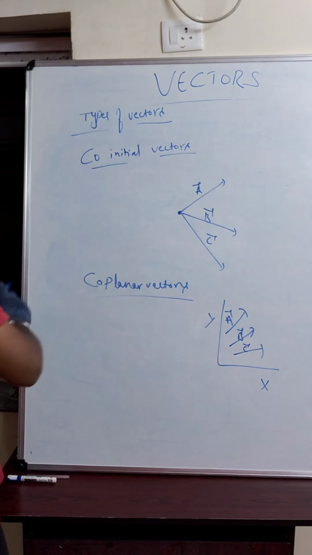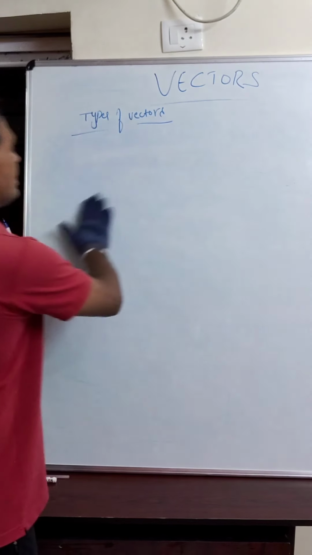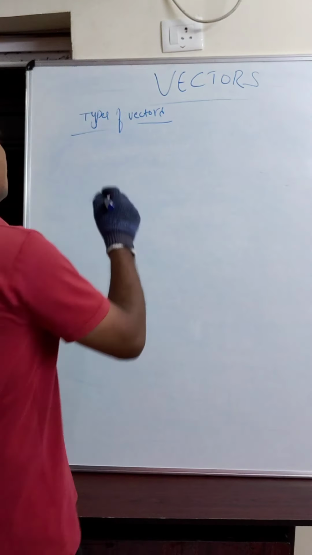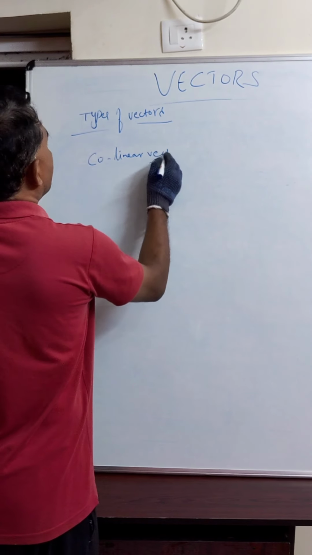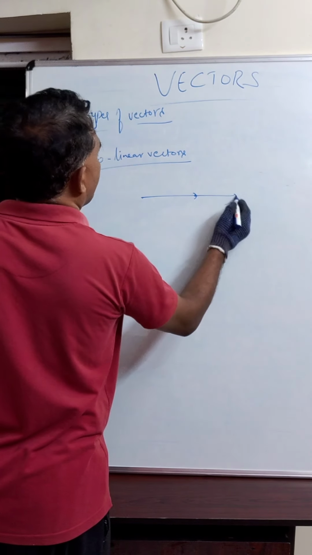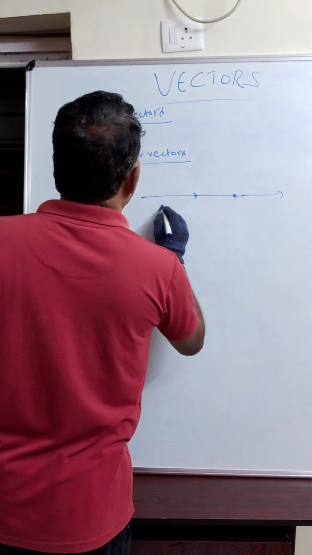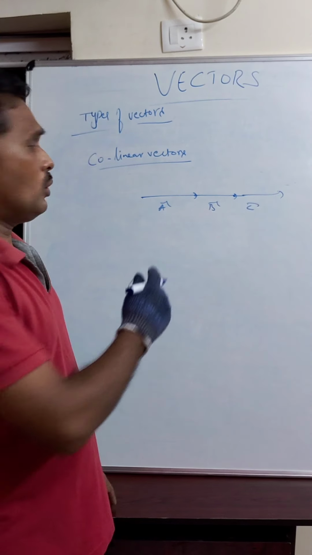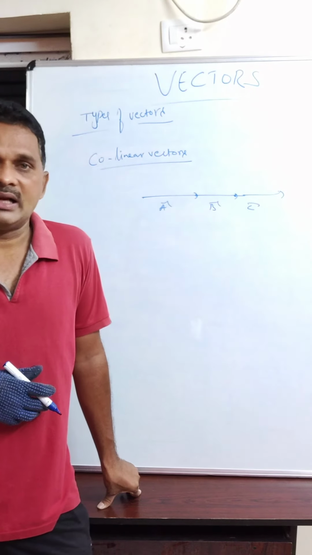Okay, next one, collinear vectors. If two or three vectors are traveling in the same line, that is called collinear. Collinear vectors, like A bar, B bar, and C bar. All these three are going in the same straight line. Such kind of vectors are called collinear vectors.